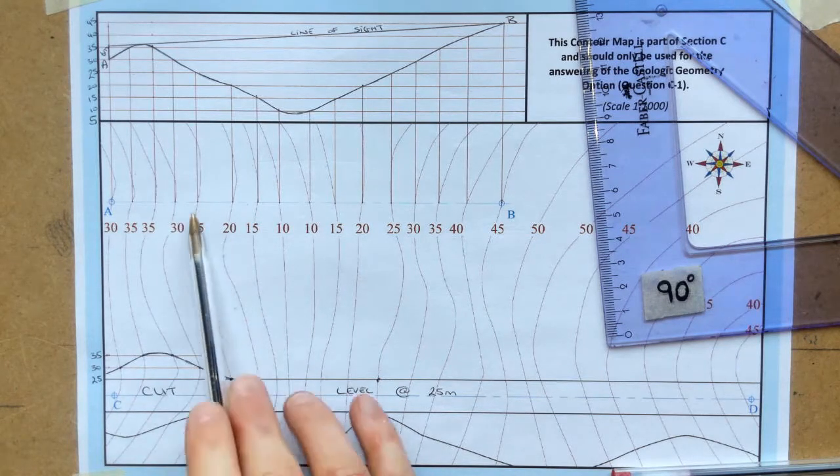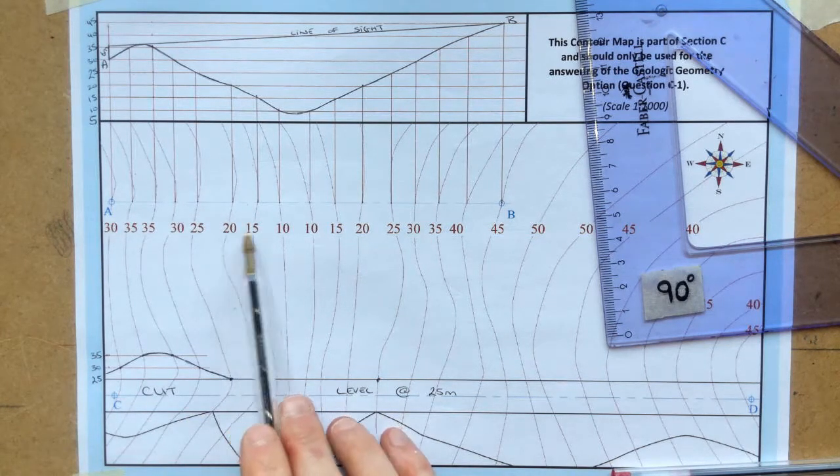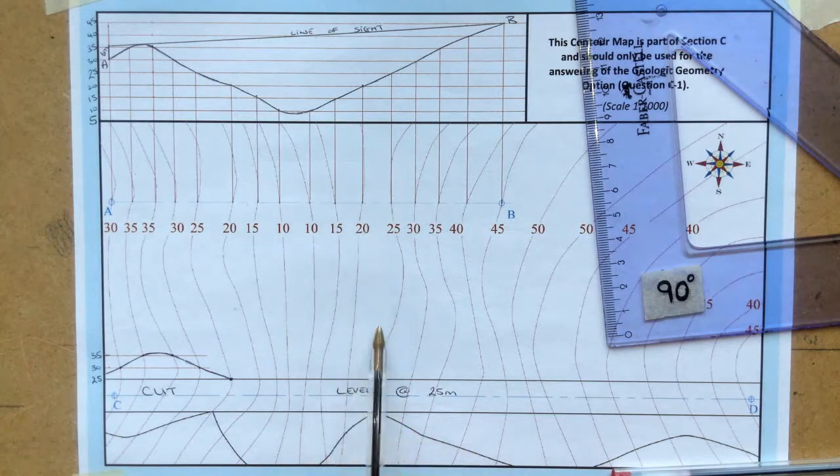So at this point here is 25. Now what do we notice about the contours in this section? They are all lower until they go from 25 to 25. So because they are lower, we're going to apply our fill ratio, and we worked out our fill ratio to be 10.